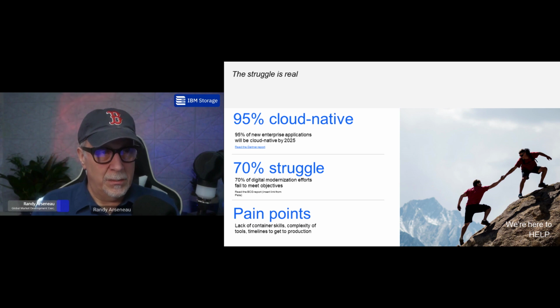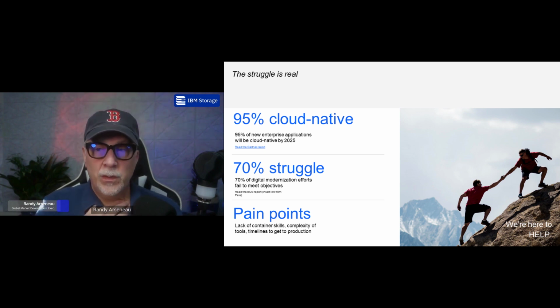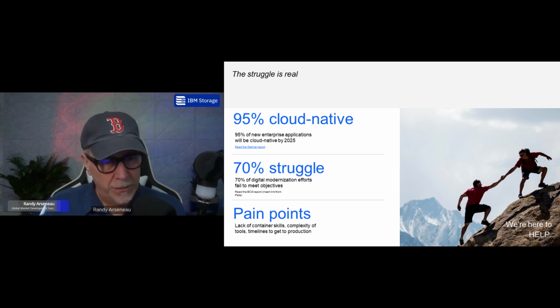Containerization and Kubernetes development skills and architectural skills are in pretty short supply. There's not a lot of these people available. These resources are scarce. They're hard to find. They're very expensive. So there's often kind of a skill gap in many cases.